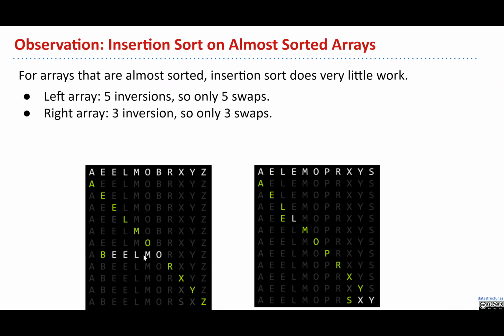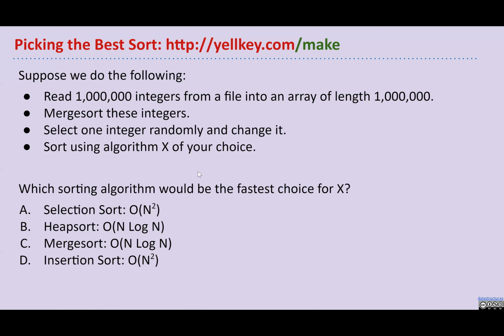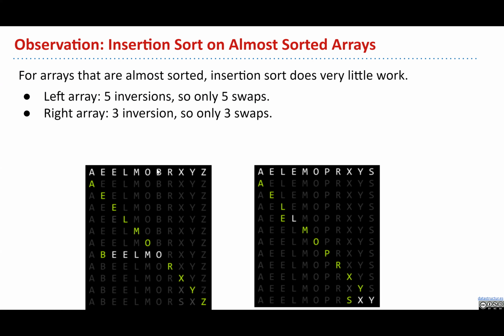So I'll give you an example. Imagine you have an array which only has a small number of inversions. So for example, in this array, AEELMOBRXYZ, this is kind of an analog to the question I just asked. You know, there was some other letter here, but we swapped it out with B. We just changed one of the letters. When we do the sort, the runtime to complete insertion sort is just however many swaps. So in this case, 5 swaps, and that's it.